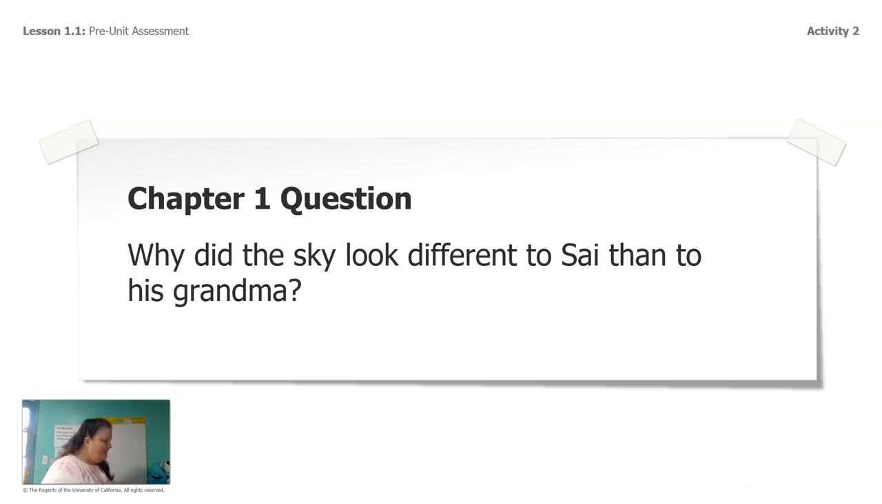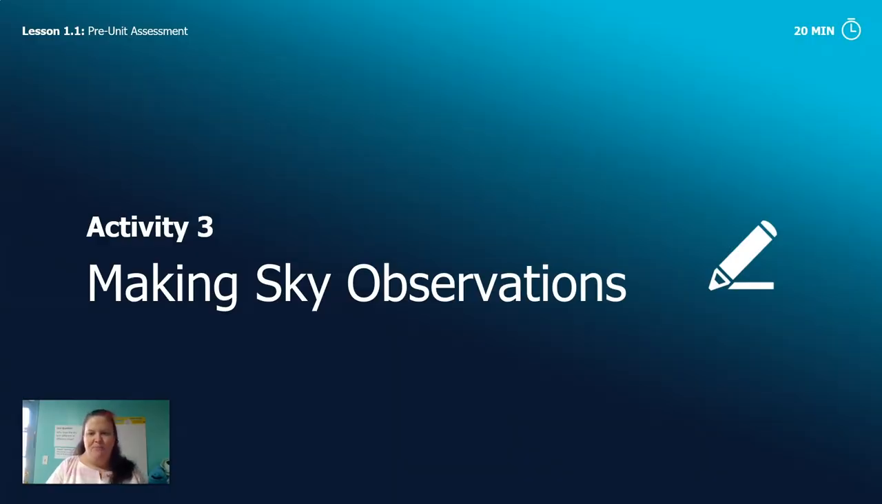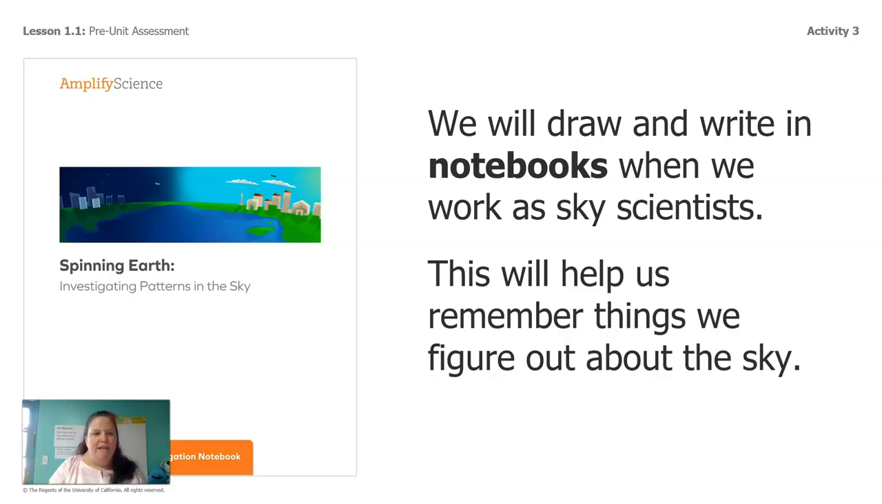And I also have a picture of Cy and his grandma to help us remember that those are the folks that we are helping today by figuring out why the sky looked different, okay? We're gonna start by making some sky observations. So if you remember at the very beginning, I said all you would need was somebody to talk to, okay? For this part, after this video is over, you're gonna need something to write with.